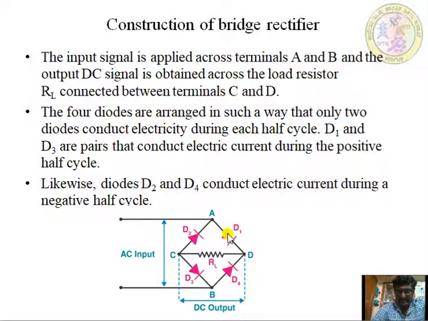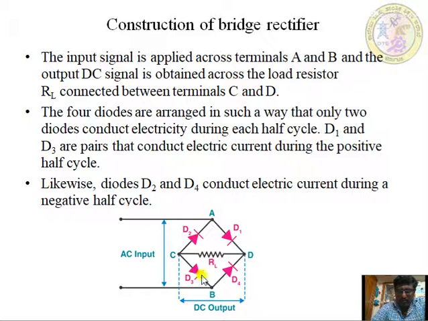See the directions: D1 and D3. In this figure we have to mention that D1 and D3 are in the same direction and D2 and D4 are in the same direction. It is left to you, so you can represent it any way, D1 and D2, D3 and D4 also can be represented. Here the input signal is applied across the two terminals A and B, and the output DC signal across the load resistor RL connected between the terminals C and D.